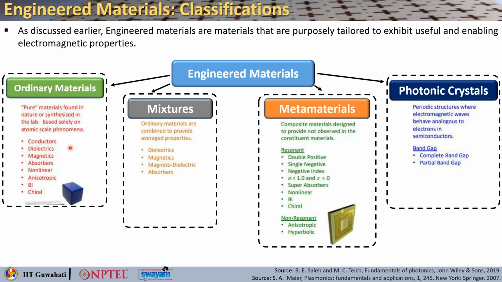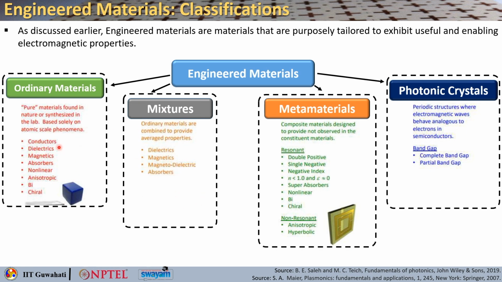You can also take these ordinary materials and mix them up in different proportions, and that will be mixtures where the properties are also getting mixed. Okay. So, you can combine and get some average properties for the dielectrics, magnetics, absorbers, and magnetodielectrics. Now, these two you can correlate, because the average properties are a mix and match of the ordinary materials' properties.